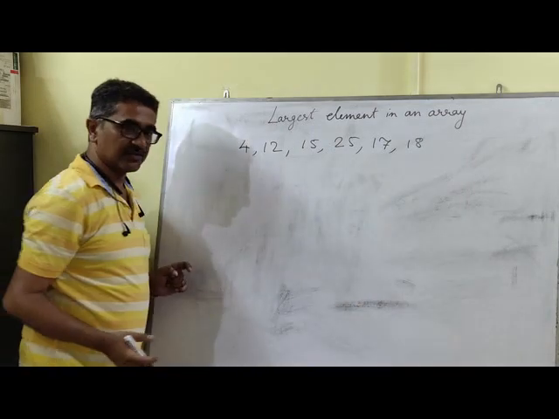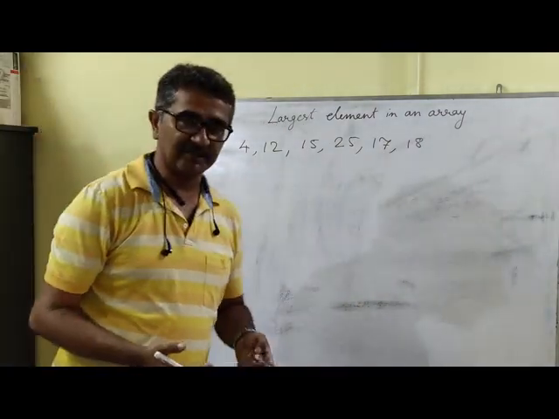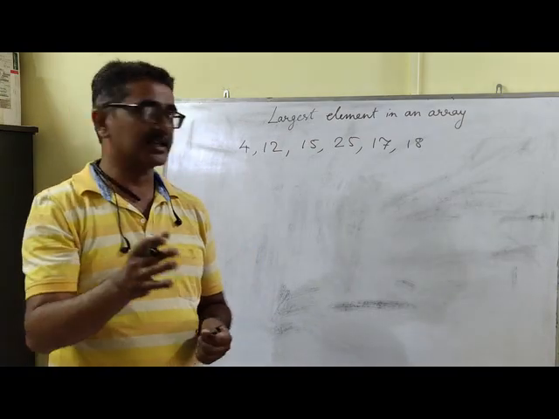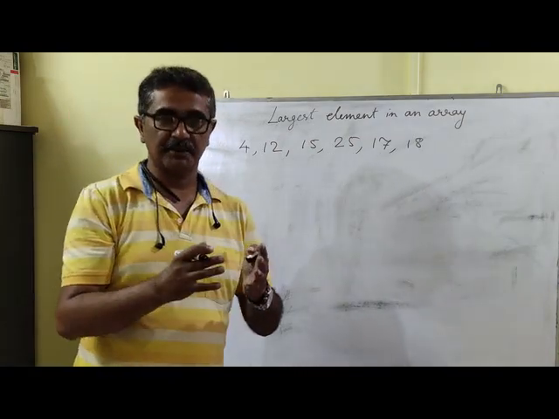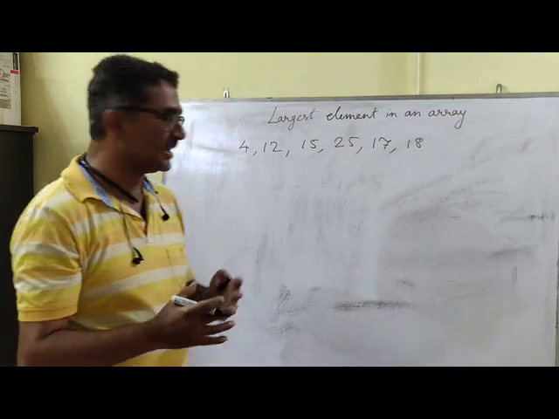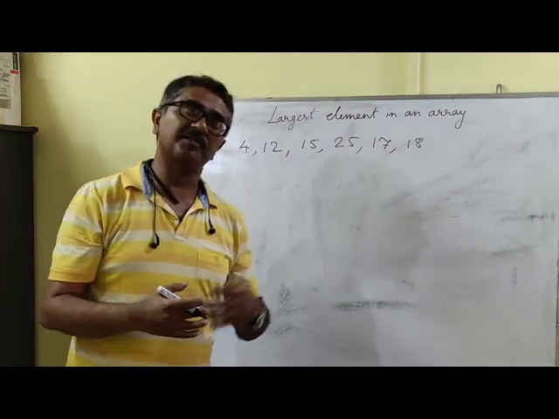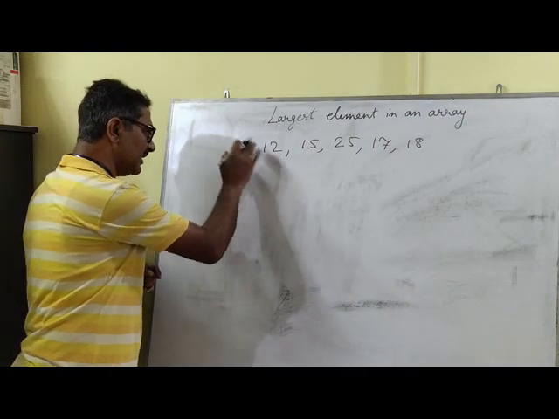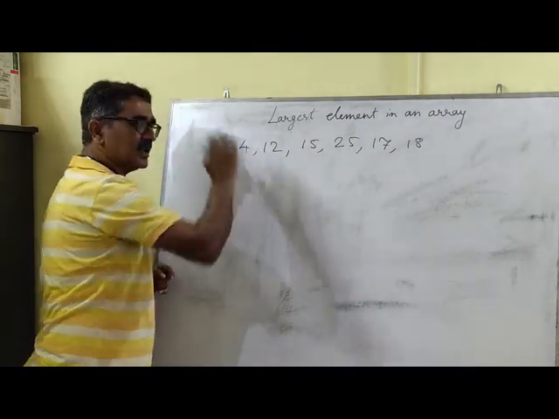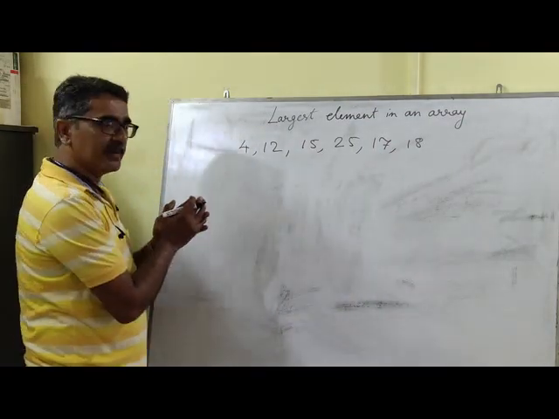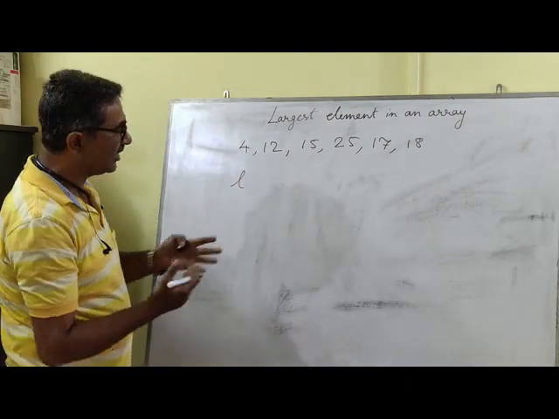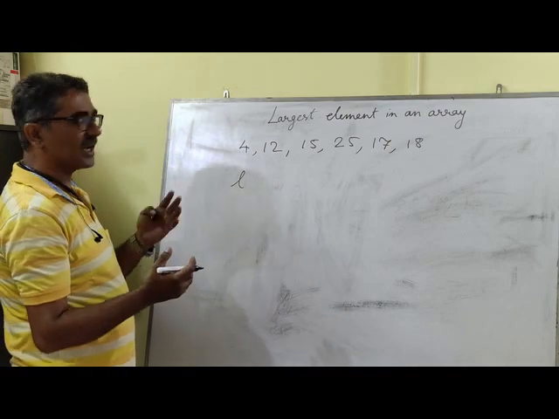So you can always observe and claim that 25 is the largest number. But the problem is, how do I make the computer understand which is the largest number? So a very simple trick is applied when it comes to finding the largest number in an array. What we do is, whatever is the first element in the array, we assume it to be the largest and store it into a variable, say L. I take a variable L where I am going to find the largest number.